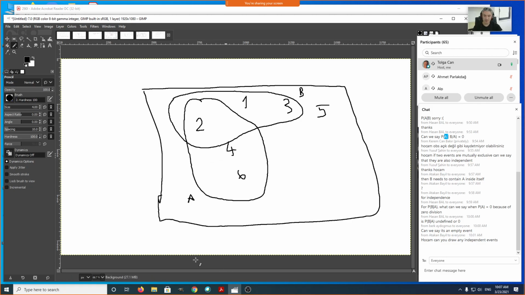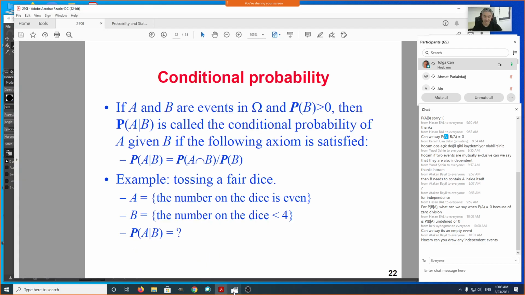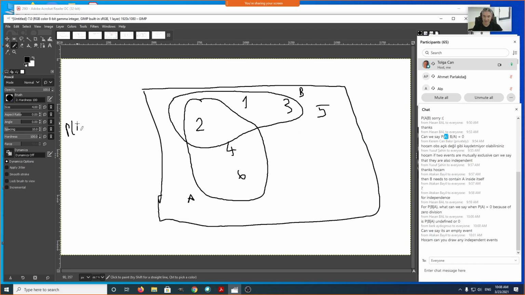Now, here is what we are asked: what is the probability of A given B? If all outcomes are equally likely, meaning I associate a probability of 1 over 6 to each of these 6 outcomes, the probability of A given B will be equal to the probability of A intersection B divided by the probability of B. Since there is only one outcome in their intersection, the probability of A intersection B is 1 over 6.